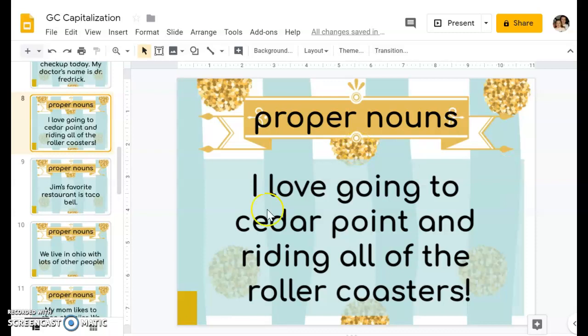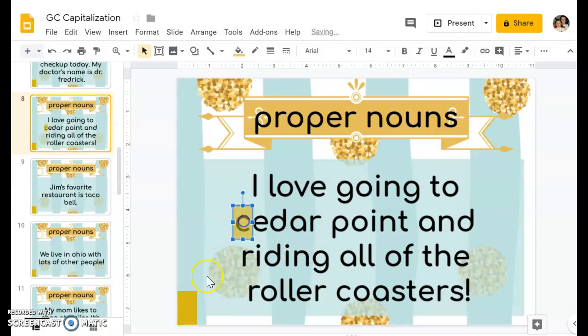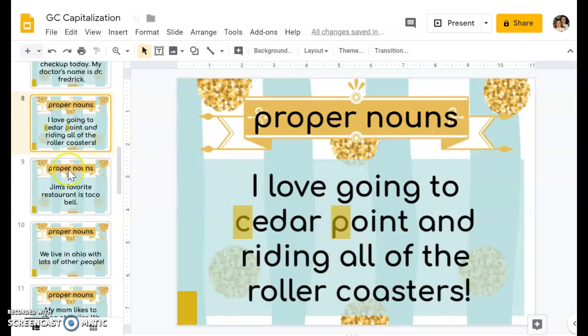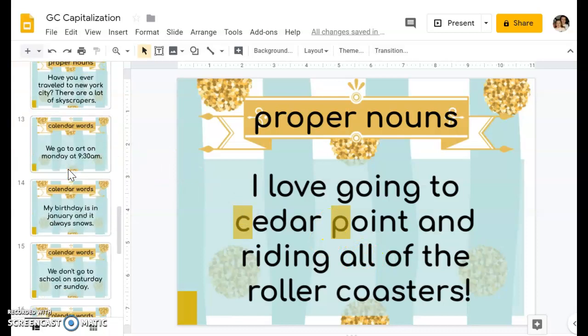So I love going to Cedar Point and riding all of the roller coasters. So my place here is Cedar Point. I'm going to have to capitalize both of those words. So I'm going to take two of these boxes. I'm going to highlight the beginning letter for both of those words. The C and the P should be capitalized. Okay, there's a couple of those for you to practice with.